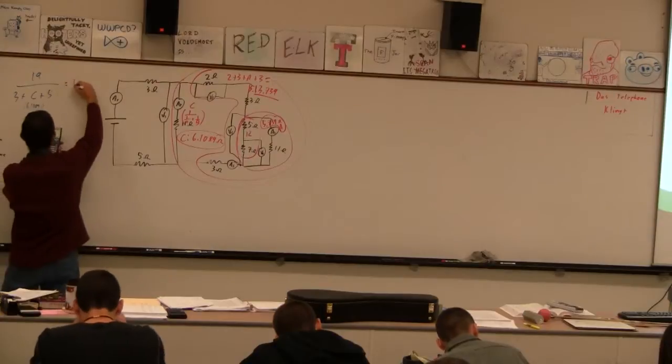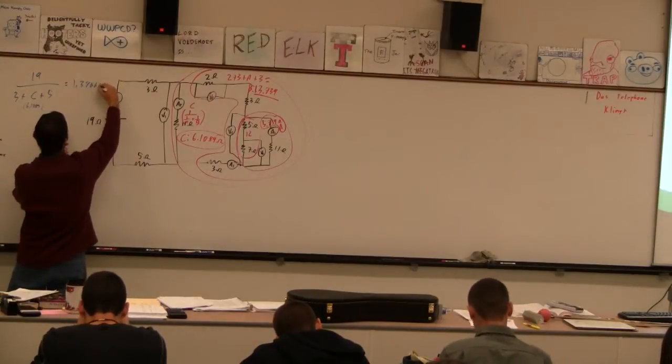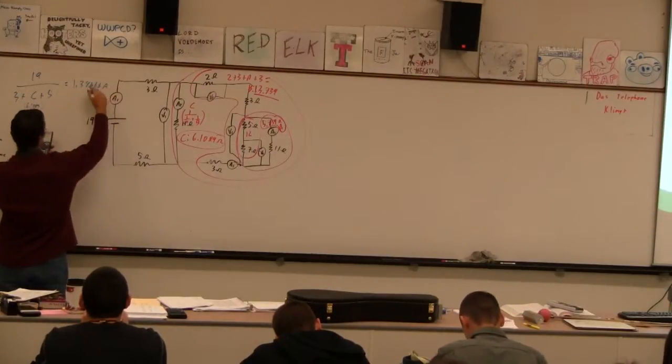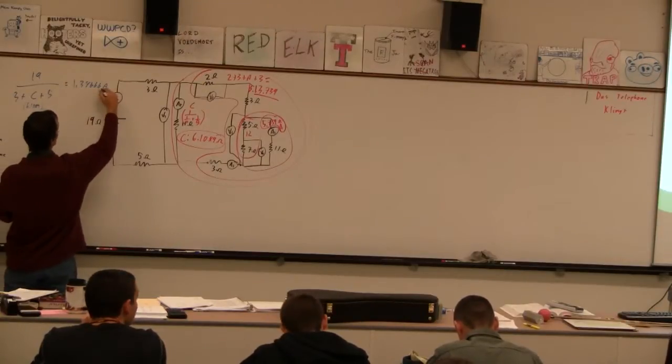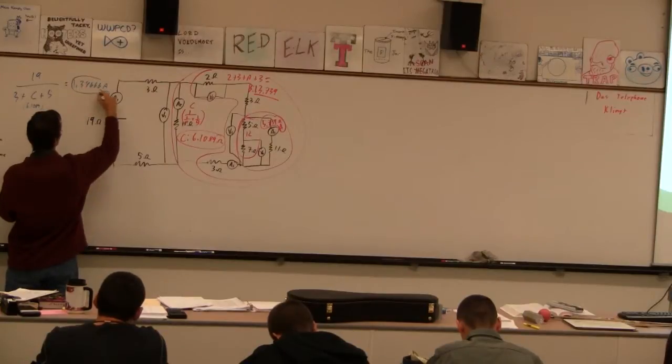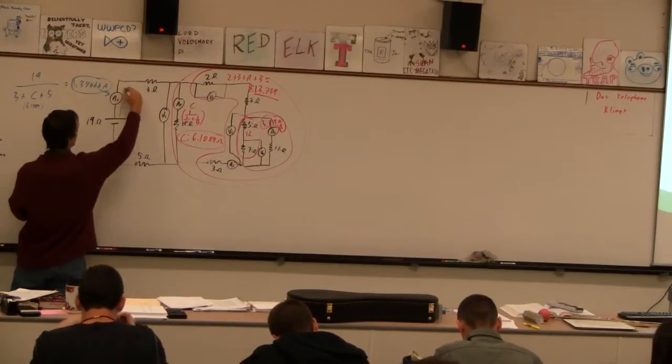So that current is 1.34666 amps. I remember this from Friday, right? And that also, by the way, is the reading on this ammeter right there. Okay? That ammeter has that current going through it.